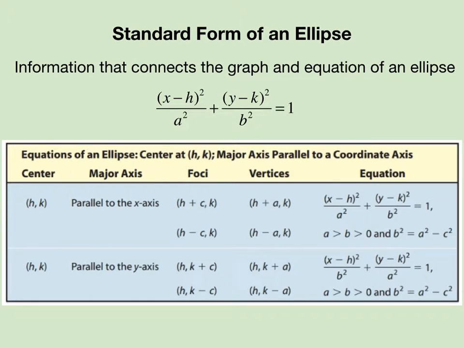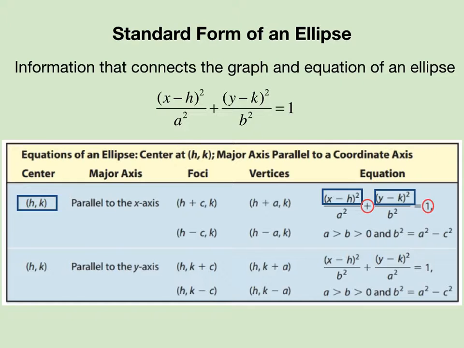So here is a lot of information to take in, but what we want to pay attention to are the key points of the standard form of an ellipse. First of all, it will be an addition equation that's equal to 1. You can find the center of an ellipse similar to how we found the center of a circle, by looking at the x and the y squared terms. The center will be h comma k.